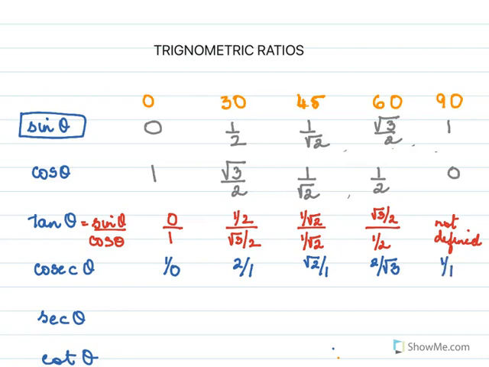Now sec is the reciprocal of cos. So sec of 0 will be 1 by 1. Sec of 30 will be 2 by root 3. Sec of 45 will be root 2 by 1. Sec of 60 will be 2 by 1, the reciprocal of cos. And sec of 90 will be 1 by 0, and this again is not defined. So you write this not defined.